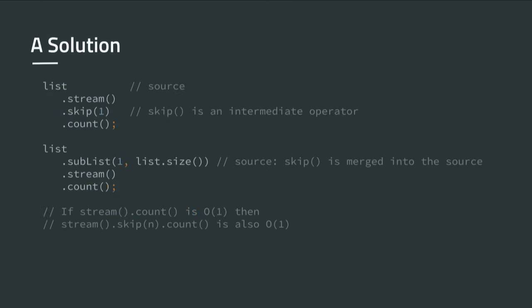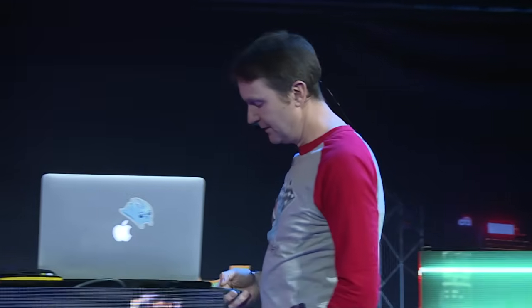So I can go about and improve my custom stream. For example, I can move away the skip operation. When I had a skip 1 in this example, I can merge that operation into the source. So instead of using a backing list, I can use a sublist of the backing list. And so I have eliminated the skip. So if my stream count is order 1, then stream skip something count is also order 1. And I can continue to do that and chop each method off as I go along. And eventually, if I'm lucky, I have implemented a kind of safe stream that is always order 1.